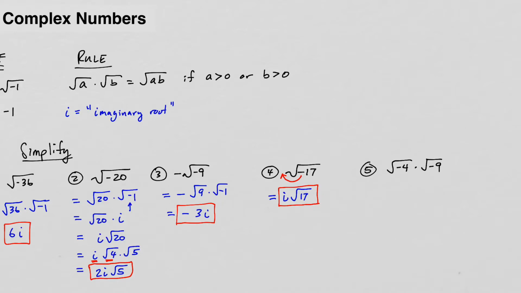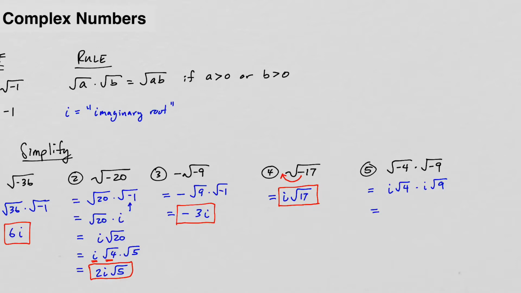Now for the next problem, this is a relatively straightforward example. What we need to do with the square root of negative 4 and the square root of negative 9 is simplify each one of those. And so if I follow the shortcut that we had from our last example, the square root of negative 4 would be i radical 4, and the square root of negative 9 would be i radical 9.